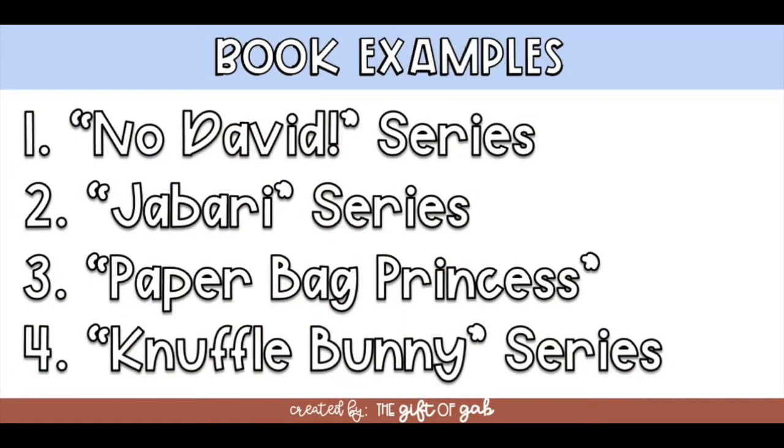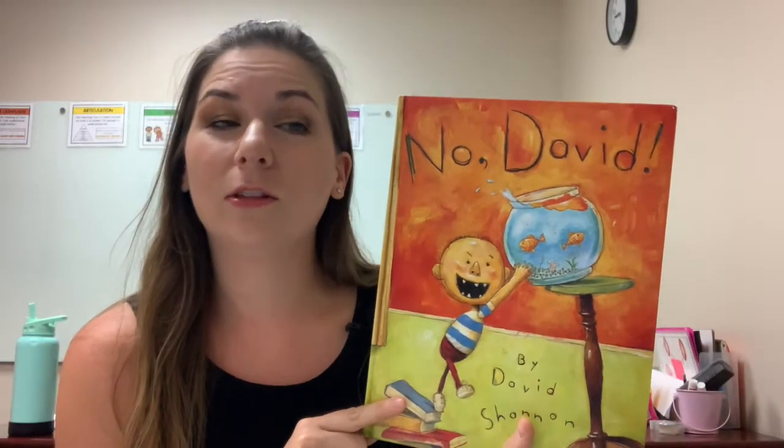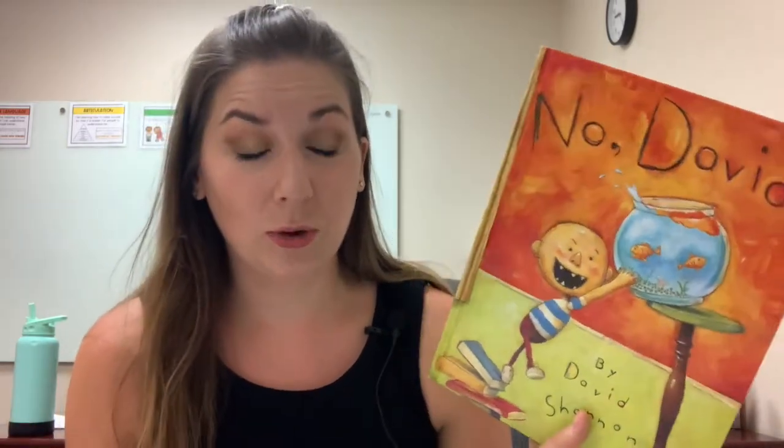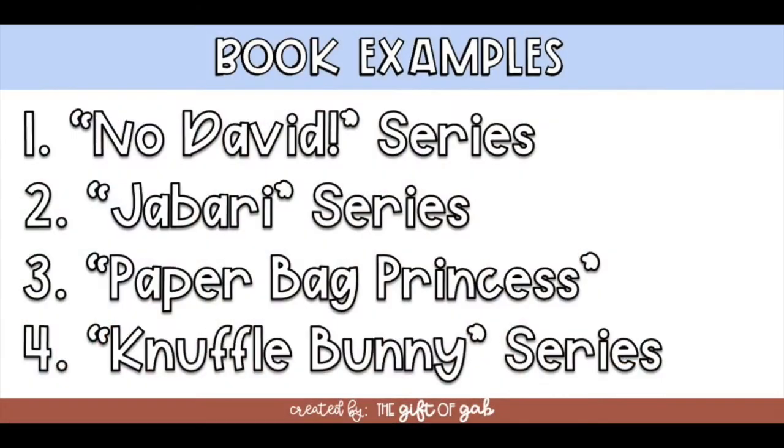So books that I do recommend using for teaching social skills are, first of all, I love all of the No, David! books. These don't quite follow the plot thing, other than there is a problem on each page. So that's one of the cool things about this book. Other books I love would be The Paper Bag Princess, or the Jabari books by Gaia Cornwall. Jabari Jumps and Jabari Tries are some of my absolute favorites to teach some of those complex emotions and problem solving.